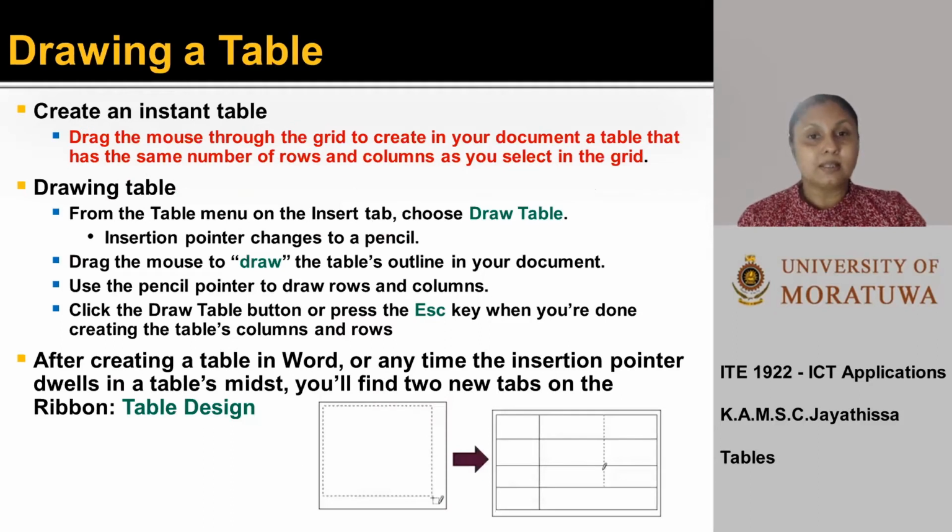When you use this Insert tab, there are two options. You can create tables by drawing a table and by creating an instant table. Creating an instant table means you can select the rows and columns that you want, then click that option, and the table will be generated automatically. If not, you can draw the table. The steps are here, you can follow the steps.